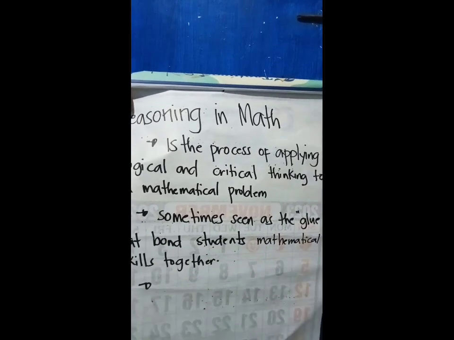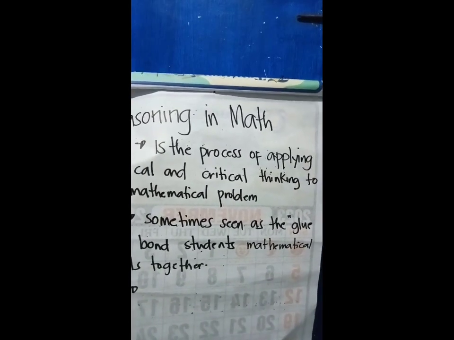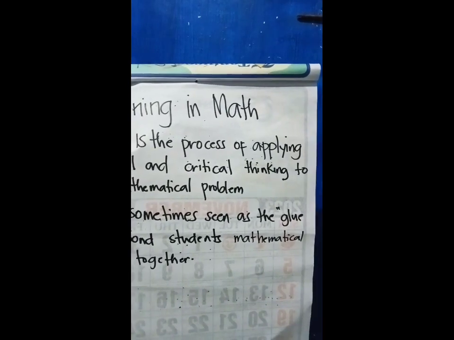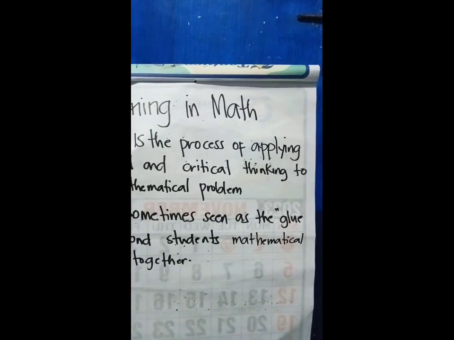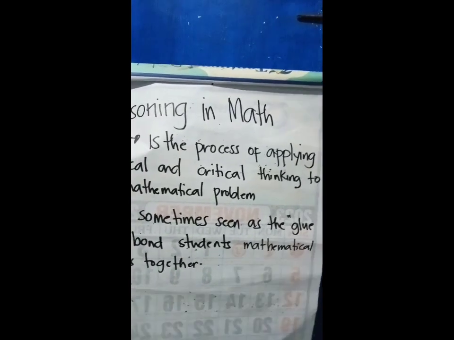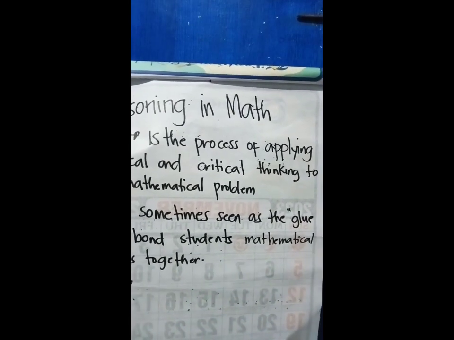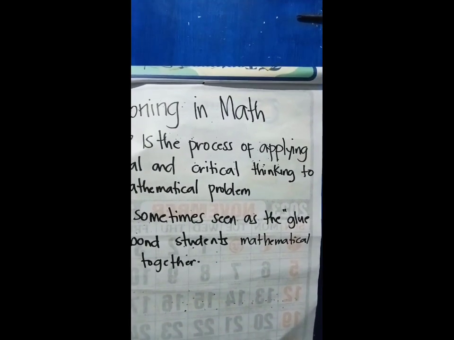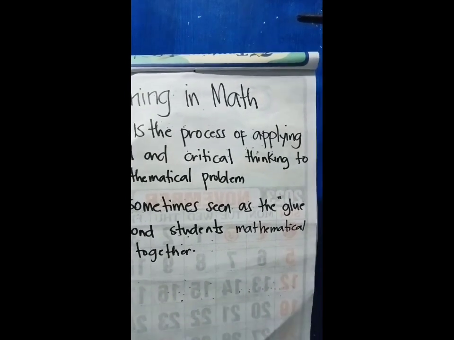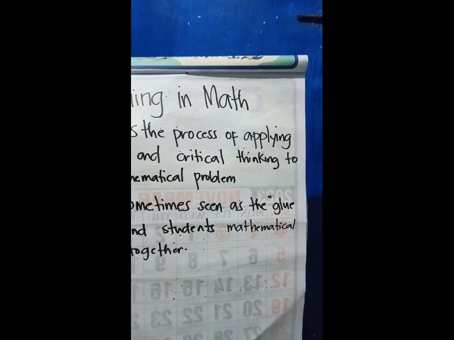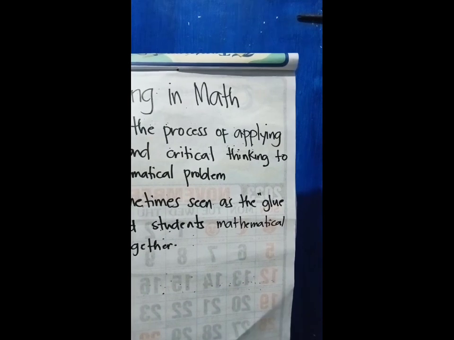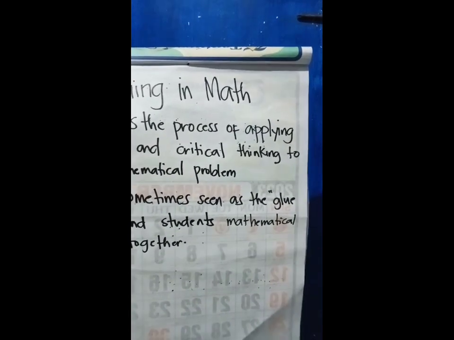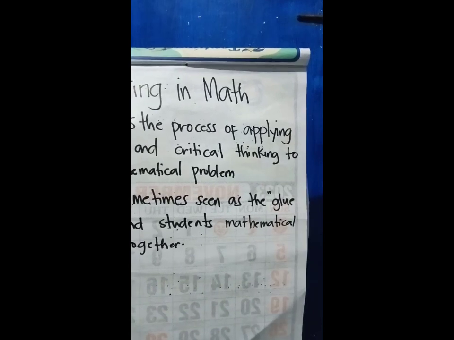Reasoning in math is the process of applying logical and critical thinking to a mathematical problem in order to make connections to work out the correct strategy to use and not to use in reaching a solution. Reasoning in math is sometimes seen as the glue that bonds students' mathematical skills together. It's also seen as bridging the gap between fluency and problem solving, allowing students to use their fluency to accurately carry out problem solving.